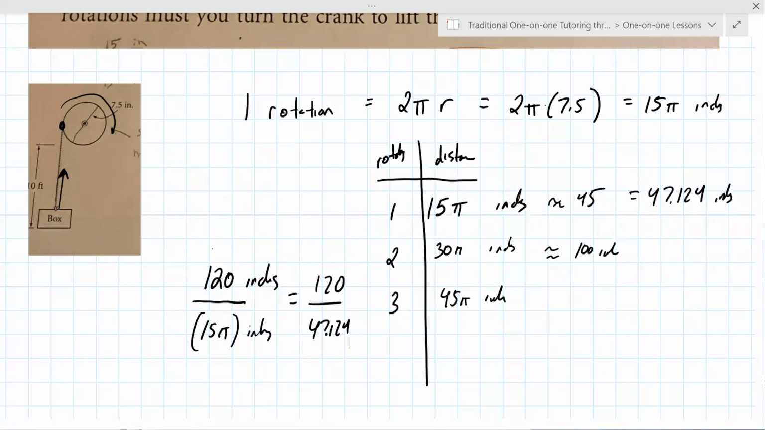Okay. All right. So yeah, you got to get your calculator. 120 divided by 15 pi, or 120 divided by 47.124. All right. Clear 120 divided by 47.124, because I don't know if my phone has the pi option or not. And I got, okay, I must have done that wrong because it says like 2.5.